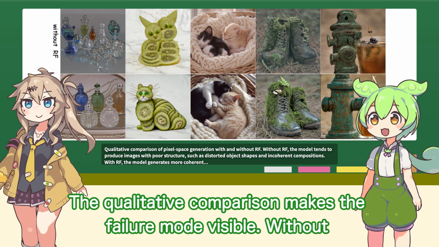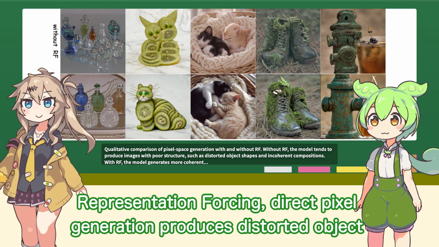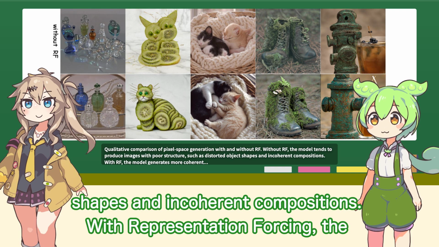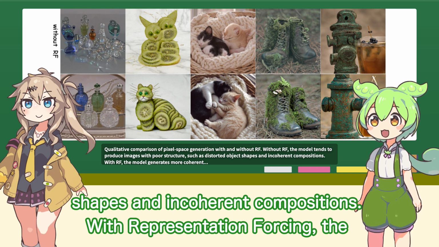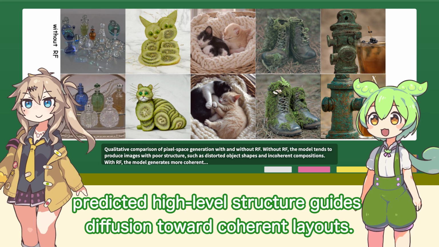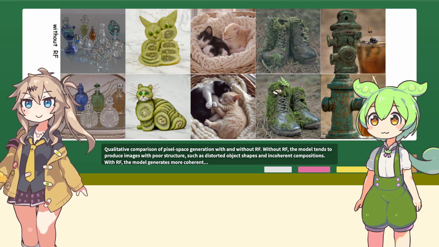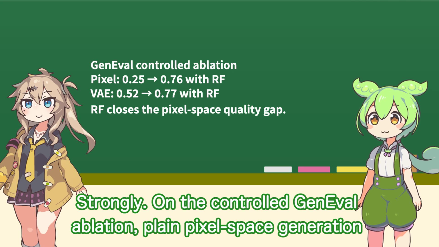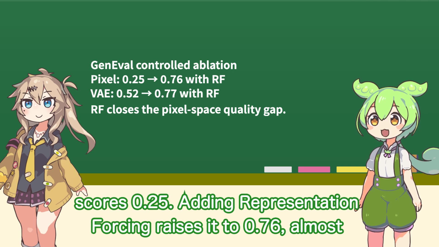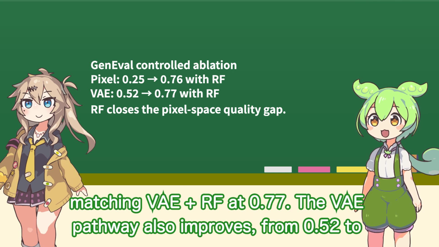The qualitative comparison makes the failure mode visible. Without representation forcing, direct pixel generation produces distorted object shapes and incoherent compositions. With representation forcing, the predicted high-level structure guides diffusion toward coherent layouts. Does the quantitative result support that visible improvement? Strongly. On the controlled GenEval ablation, plain pixel space generation scores 0.5. Adding representation forcing raises it to 0.76, almost matching VAE plus RF at 0.77. The VAE pathway also improves, from 0.52 to 0.77.